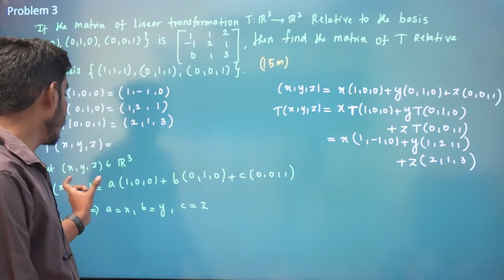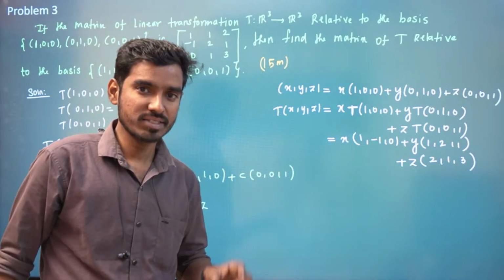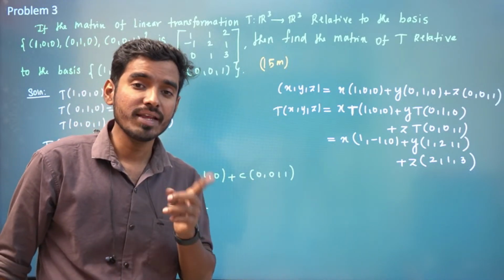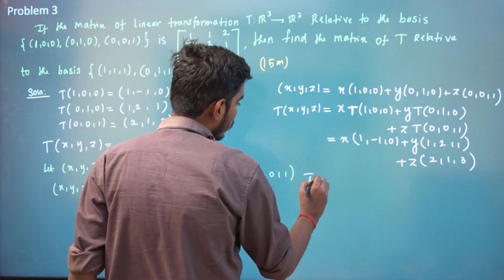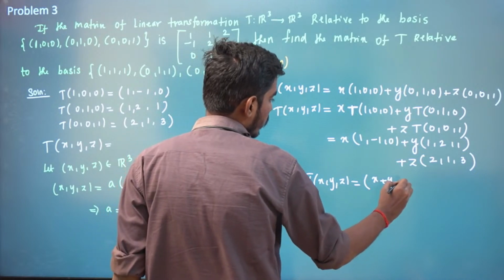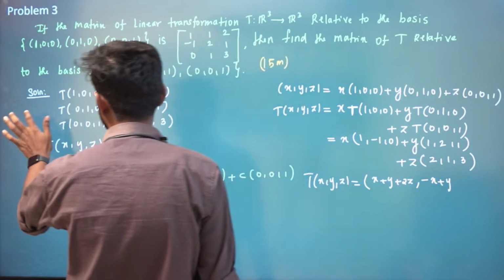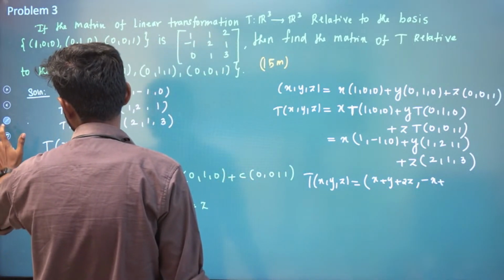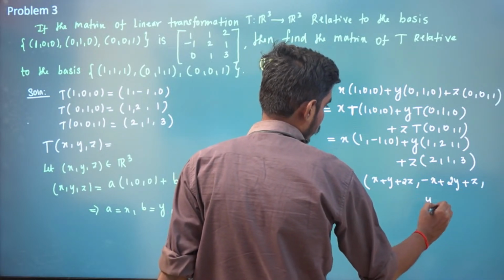What's our first step? You take any (x, y, z) in the domain. You express that (x, y, z) as a linear combination of the given basis vectors. Write it as a, b, c. After that, you have to find a, b, c in terms of x, y, z. Apply T on both sides. That is the idea. That means you will have T of (x, y, z) is equal to (x + y + 2z, -x + 2y + z, y + 3z).